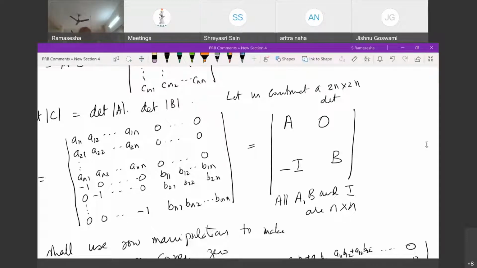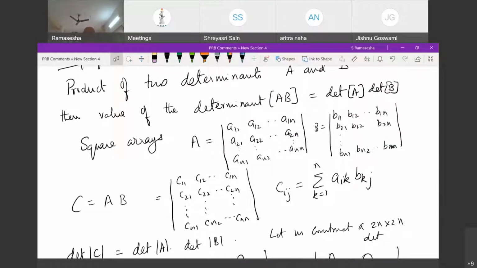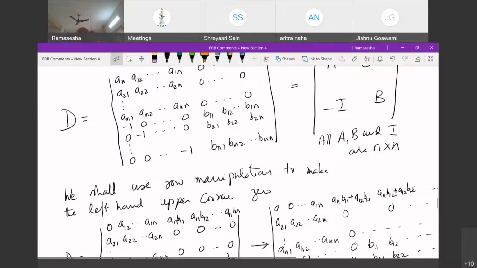Okay, so last time, I wanted to show that determinant C is equal to determinant A times determinant B. This was the result I wanted to show: if you have two square arrays A and B, and you form a third square array which is the multiplication of matrix A and matrix B, and I call that matrix C, then the determinant of C is equal to determinant of A times determinant of B. To prove this, I started with the determinant D, which was given by this.